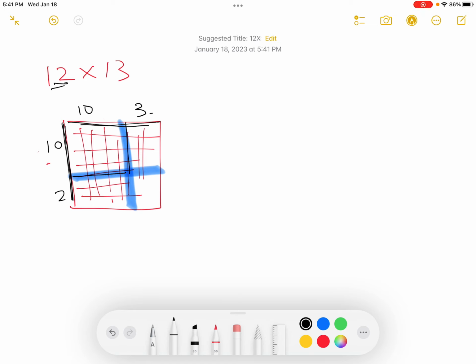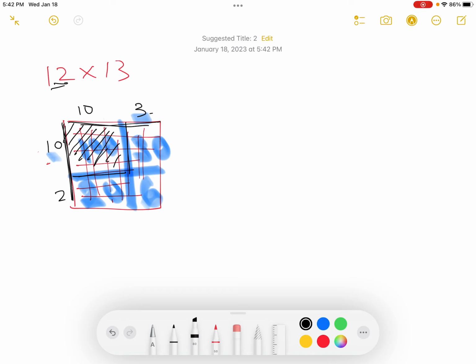I don't have to count all the blocks because I know this region is 10 by 10, and that's going to be 100. So let's see if I can write in 100. Okay, now this region right here is going to be 3 by 10. 3 times 10 is going to be 30. And this one, 2 times 10 is going to be 20. 2 times 3 is going to be 6.